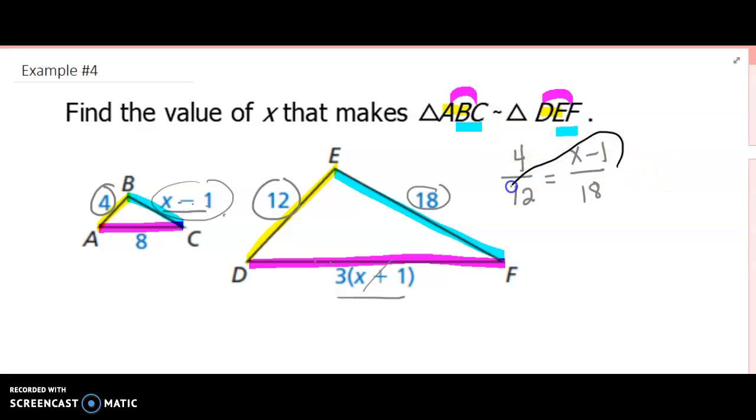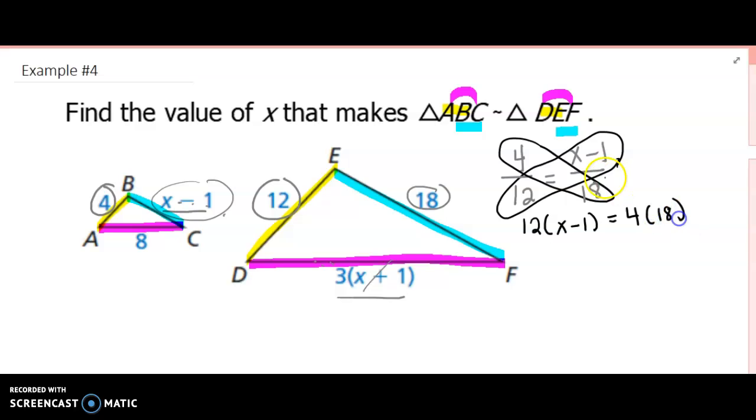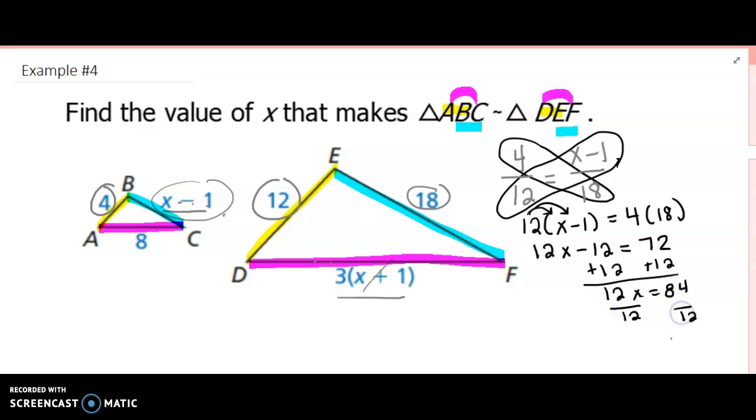All right, from here, guys, we are going to cross multiply. So I can say 12 times X minus 1 equals 4 times 18. And make sure you put this X minus 1 in parentheses because we will need to distribute this 12 through. So 12X minus 12 equals 4 times 18 is 72. 12x equals 84. Divide by 12, x then has to be 7.